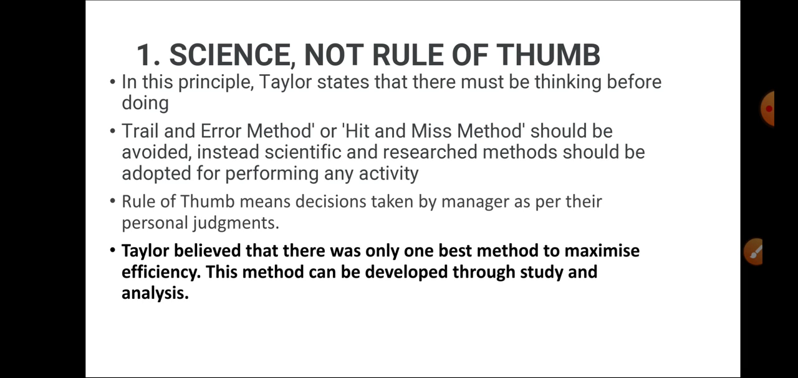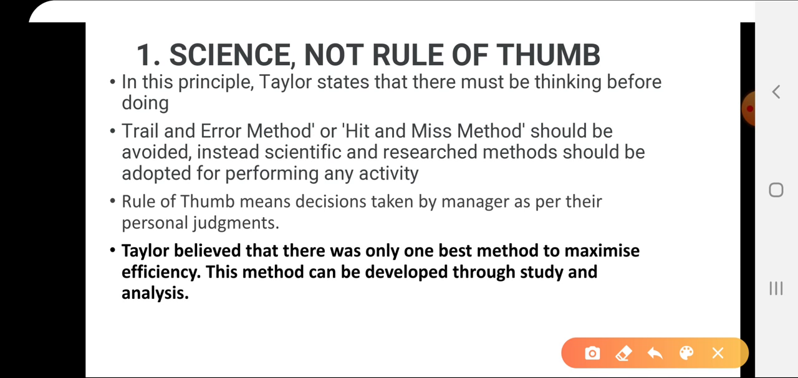Dear students, according to this principle, science, not rule of thumb, Taylor emphasized that there should be one best way of doing a particular job. It means that it should be performed scientifically. I have given one example earlier also, of how a task has to be performed scientifically. Now, any particular work should not be done on the basis of rule of thumb. Now, what is this rule of thumb?